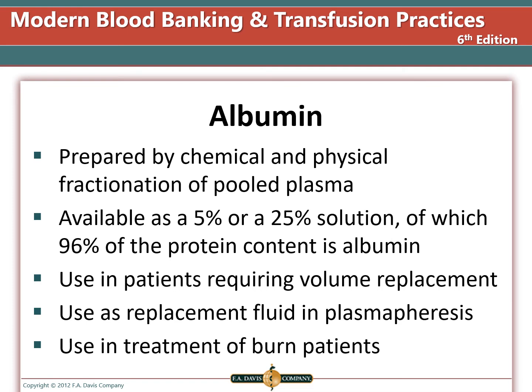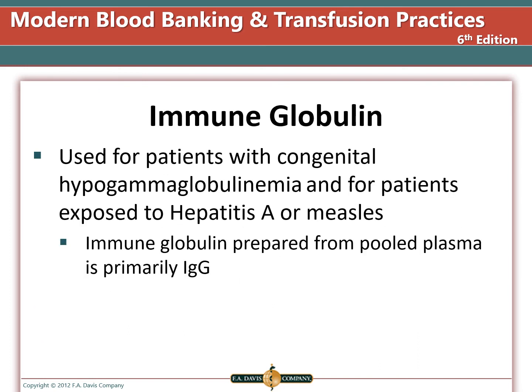Albumin is prepared by chemical and physical fractionation of pooled plasma and is available in different concentrations. This may be used as a volume replacement in plasma apheresis or to treat burn patients. Immune globulin can be used for patients with congenital hypogammaglobulinemia and for patients exposed to hepatitis A or measles. Immune globulin is prepared from pooled plasma and is primarily IgG.